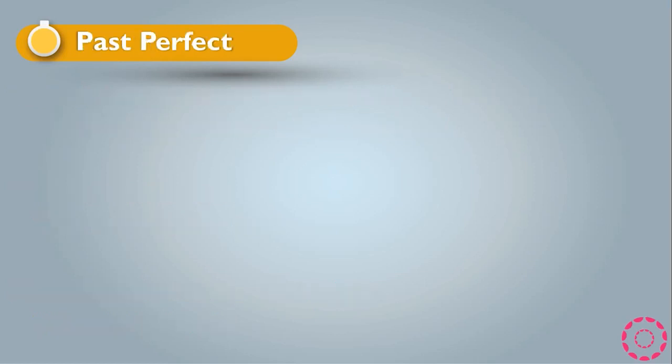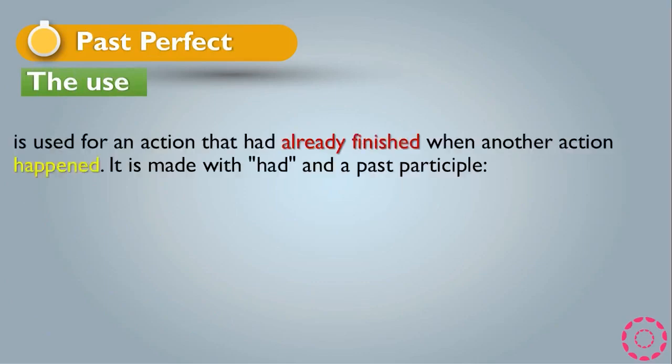Now we have past perfect. The past perfect is used for an action that had already finished when another action happened. It is made with had and a past participle. So we have had in the sentence, and after had we should have a past participle, or we can say PP.